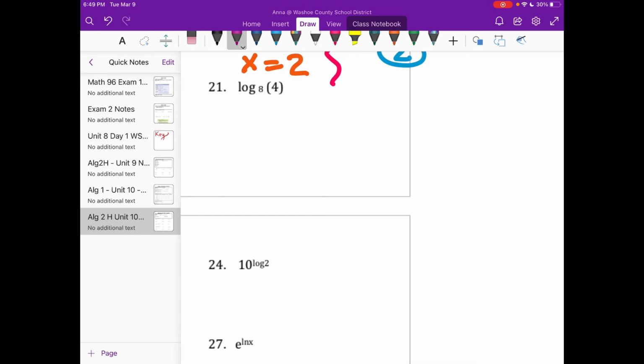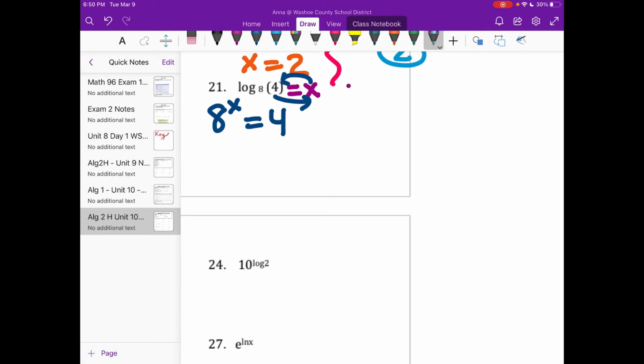21, we are still going to set this up, but I'm going to show you that this one's a little weird. We are going to keep our base the same, so log base 8, and the other two change places. So x over here, 4 over there. Now this one's kind of tricky because they're two different bases, right? And there's no way to raise 8 to a power to get 4.